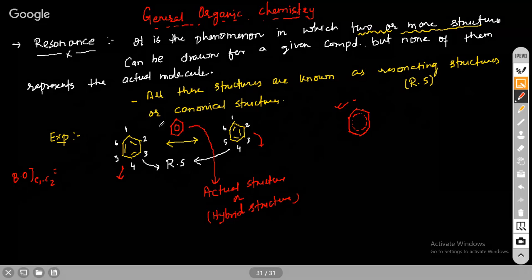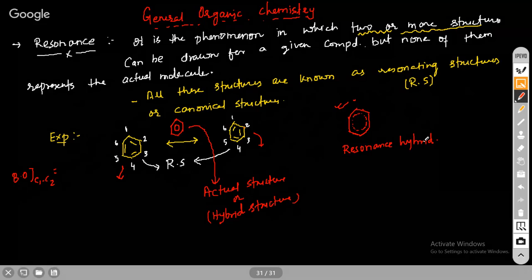So these two are resonating structures or canonical structures. This is the hybrid structure, or we also call it the resonance hybrid.